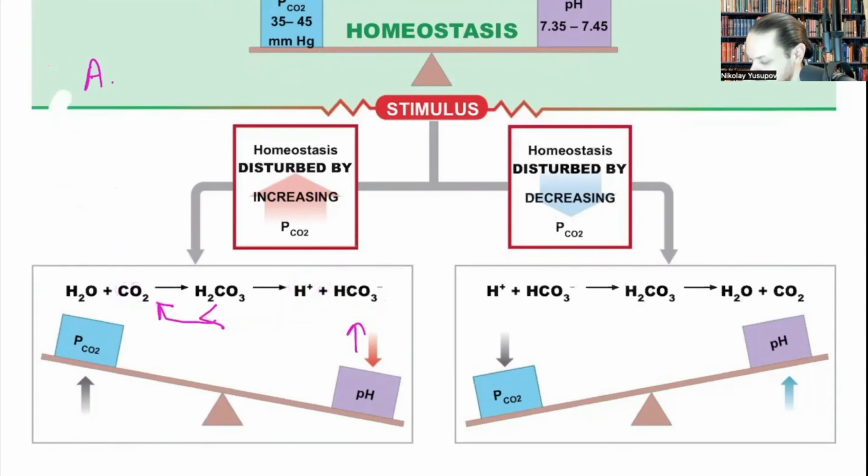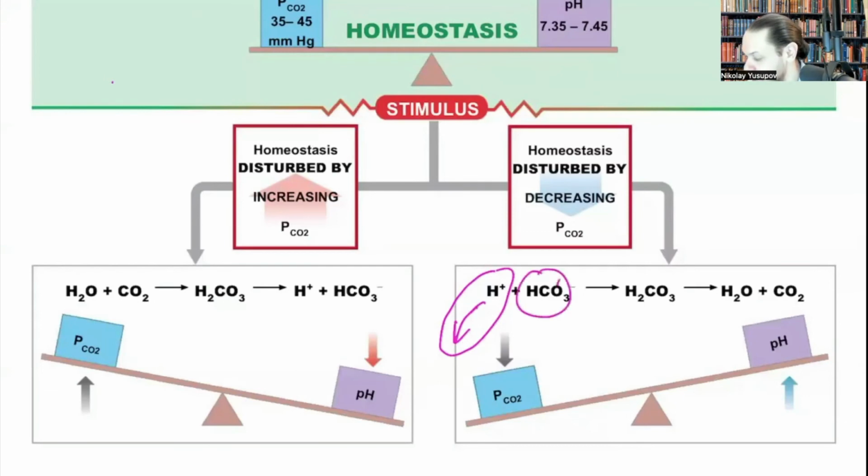The other thing you want to see here: this was the respiratory component. The kidney does the exact same thing, with the same formula, but the way the kidney does it is to basically get rid of this hydrogen ion. It's going to reabsorb this bicarb into the interstitium.